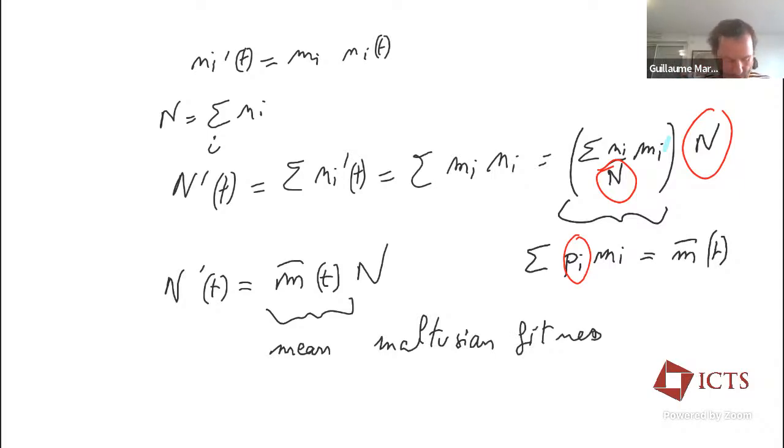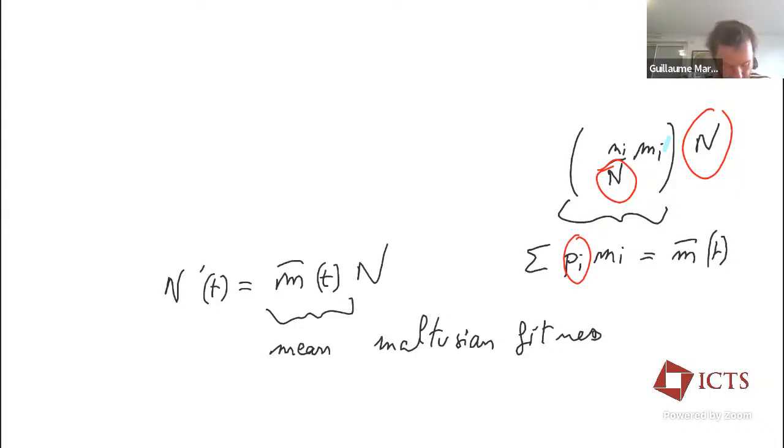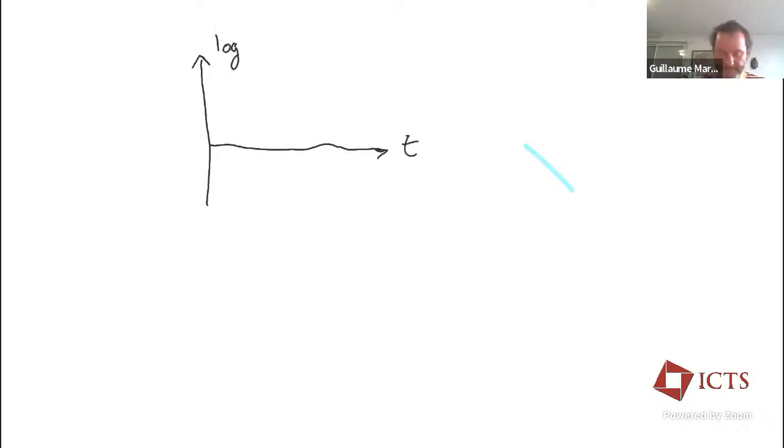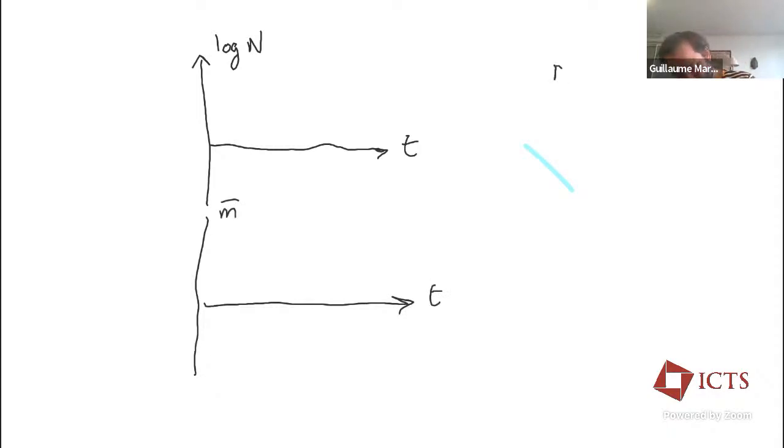With this, we can connect the evolutionary and the demographic process. Why? Let's plot the total population size in log versus time, where time zero is the onset of stress. And below it, we're going to plot time versus the mean Malthusian fitness. We have seen that n prime over n of t equals m bar, which is really the derivative of log n. So m bar at every time is the slope of log n.